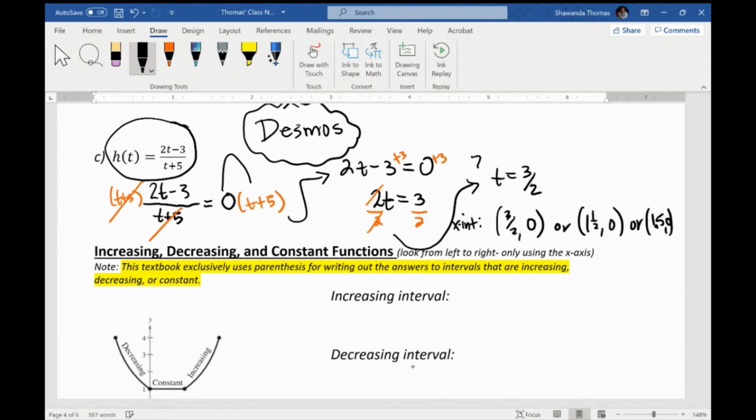If I ask you for the 0, all you have to do is write t equals 3 halves. Oh, I'm supposed to say t-intercept. It's not x-intercept for this one. It's t-intercept. Why? I just want to make sure you understand why I'm calling it t-intercept and not x-intercept.